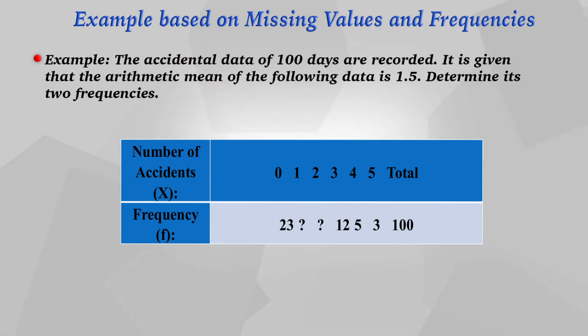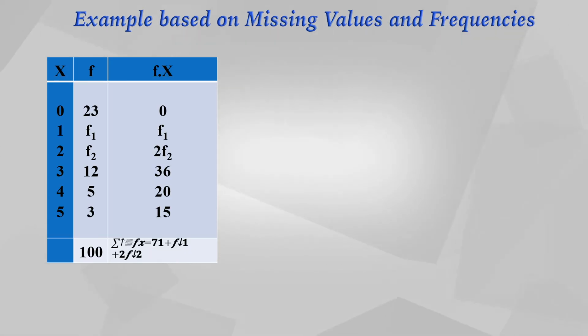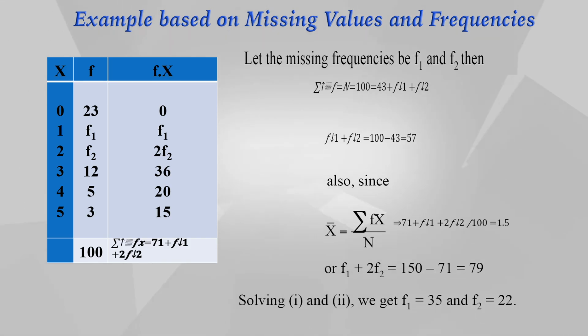So, in that case, let us see in the table that x values are given in the first column, that is 0, 1, 2, 3, 4 and 5, and the corresponding frequency is 23. The frequencies of values 1 and 2 are missing, so let them be f1 and f2. The frequencies of 3, 4 and 5 are given as 12, 5 and 3. The total frequency is also given, that is 100.